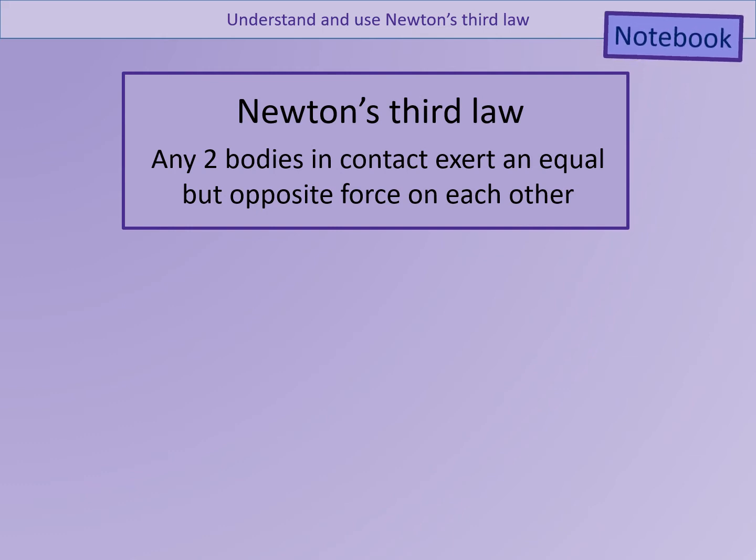In this section, we're going to consider problems that use Newton's third law. Newton's third law states that any two bodies in contact exert an equal but opposite force on each other. We've seen this already in the idea of the normal reaction. If an object is sitting on a surface, the object is exerting its weight force on that surface, and the surface exerts a normal reaction of the same magnitude onto the object.